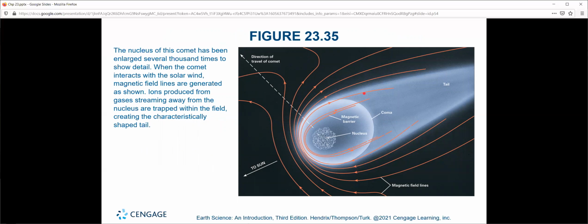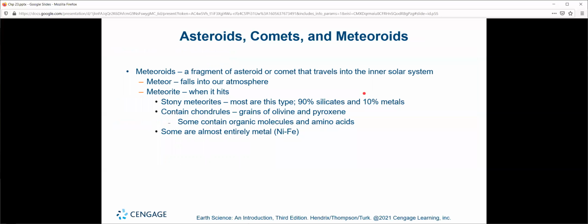That nucleus starts to melt, the water ice and methane start to melt, and the speed of the comet combined with the solar winds radiating from the sun cause that beautiful comet-like tail that is characteristic, as it says here.